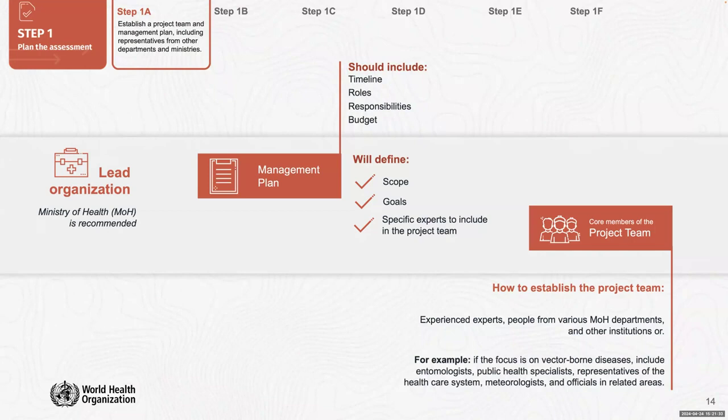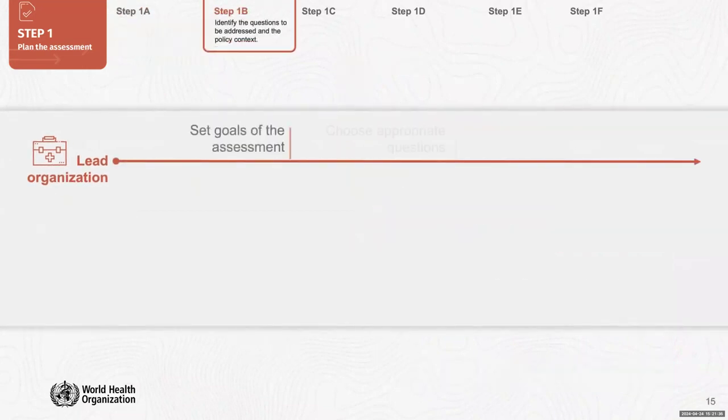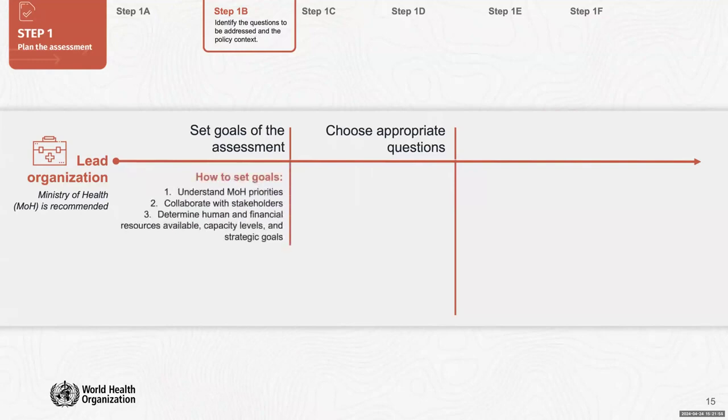In step 2, or B, we're going to see how we set goals. We need to set goals, understanding the priorities, human and financial resources that we have available, and the Ministry of Health will look at its own priorities. We would establish mechanisms to collaborate with stakeholders, of course, identify the human and financial resources, the capacity levels, the strategic goals that we want to achieve.